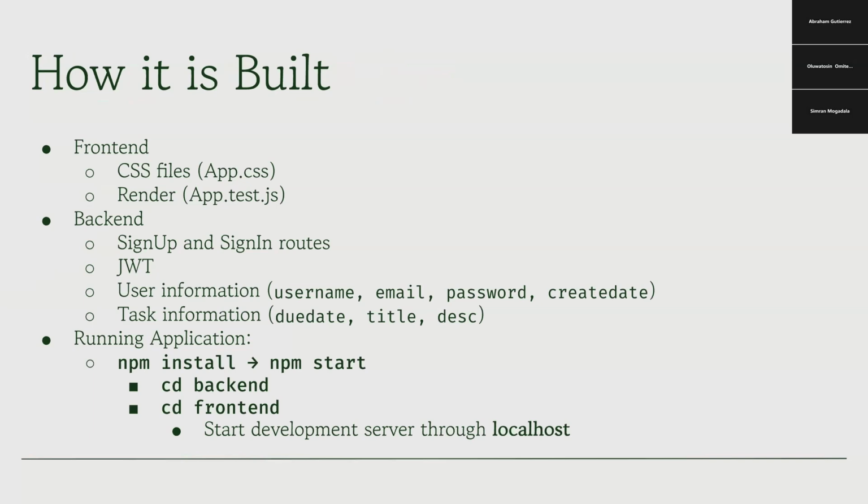So how our application was built, the front end is built using React. We styled it using an app.css file. There's also a test file called app.test.js set up for testing the main component rendering. The backend is powered by Express, which has features like the sign up and sign in routes, which are secured using JWT authentication. User data includes username, email, password, and creation date, and task data includes the title, description, and the due date.